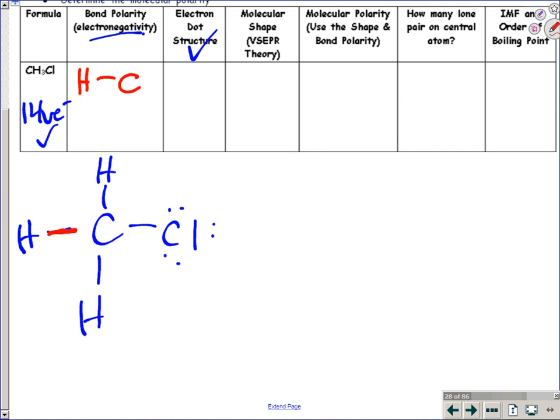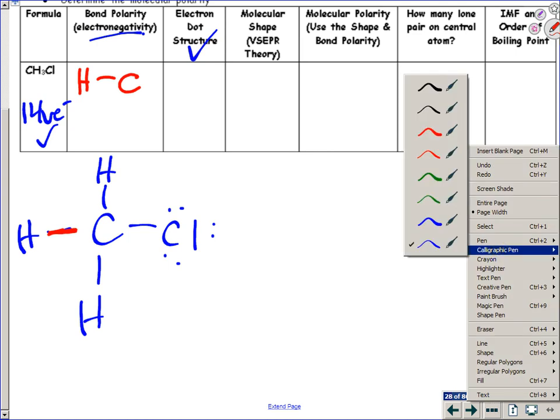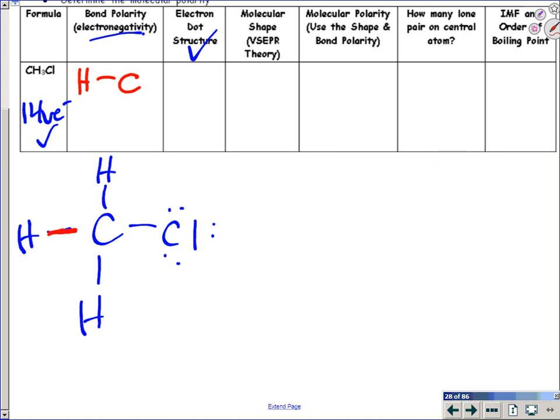Look at the electronegativity value for hydrogen. What is it? 2 point what? 2.1. For carbon, 2.5. That difference is 0.4, and your job is to label it as nonpolar covalent, polar covalent, or ionic. Polar covalent it is, but write PC, just so we recognize that as polar covalent. And what's the other bond here? Carbon to chlorine bond, right? Because the carbon and hydrogen bonds are the same.